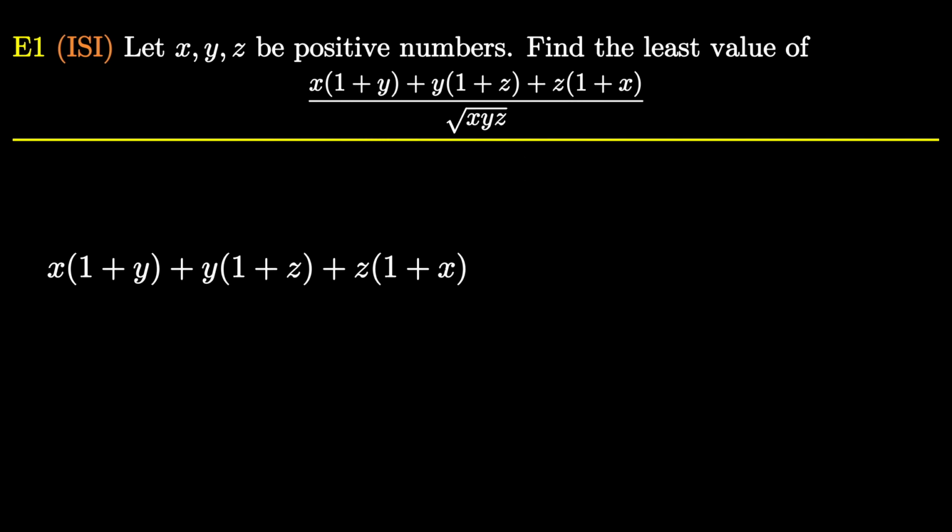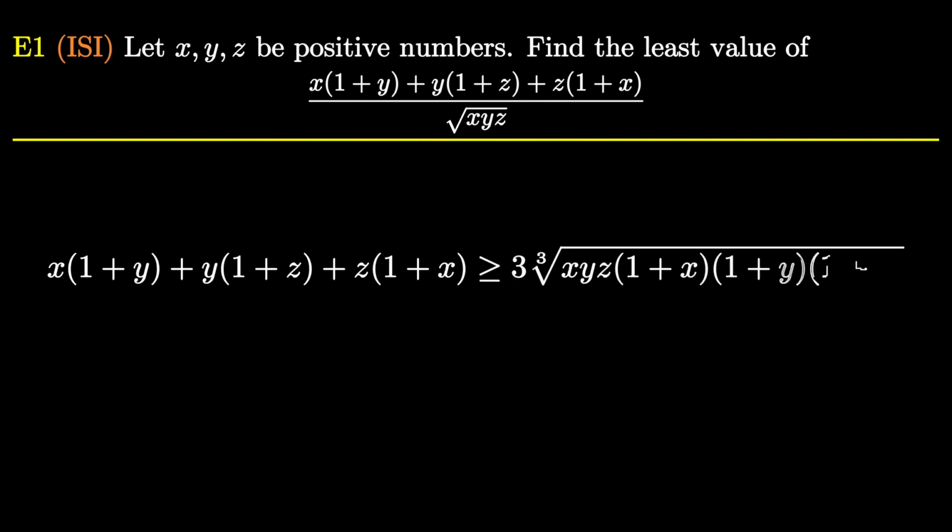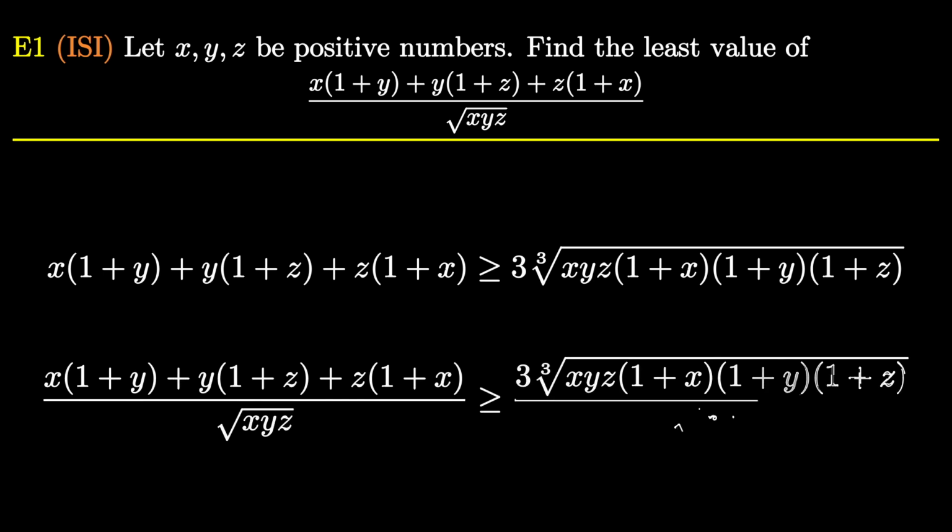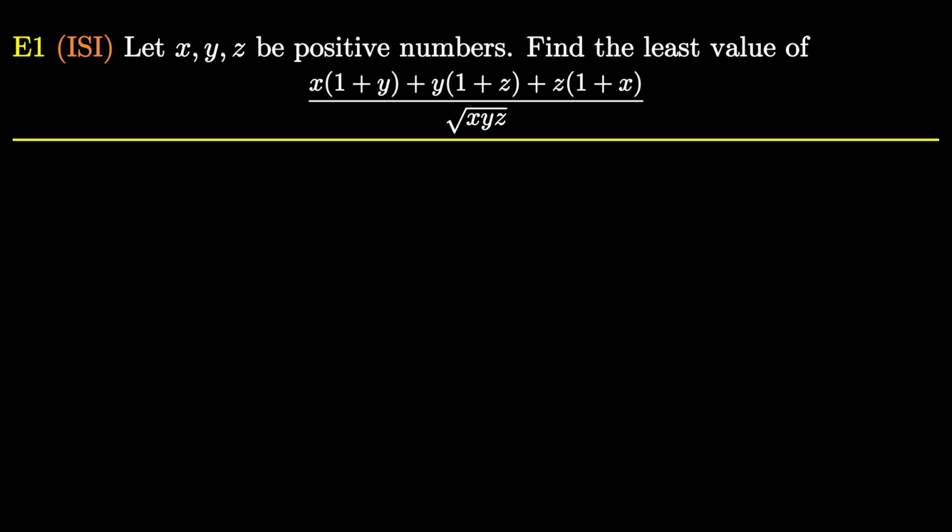If we apply AMGM inequality on them, we get the sum of these three numbers is greater than or equal to thrice the cube root of xyz into 1 plus x into 1 plus y into 1 plus z. And by dividing this inequality by square root of xyz, we get this result. But since the RHS is not a constant, this approach is not giving us the minimum value of the given ratio. So we should apply the AMGM inequality on some other numbers.